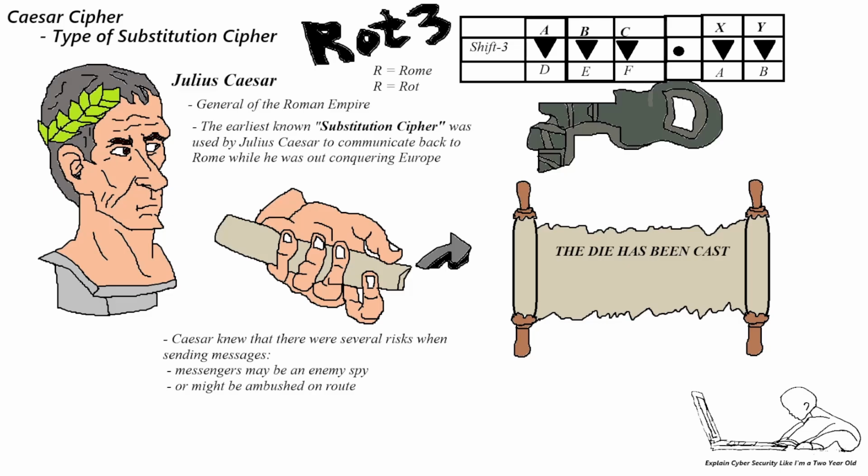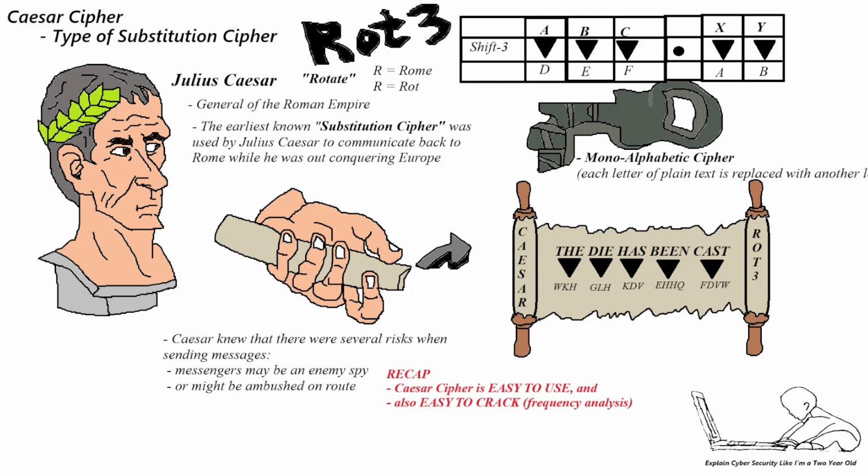Key exam tip: remember ROT, R for Rome, R for rot, R for rotate, and that the Caesar cipher is a mono-alphabetic cipher. So, to recap, Caesar cipher is easy to use and easy to crack using frequency analysis.